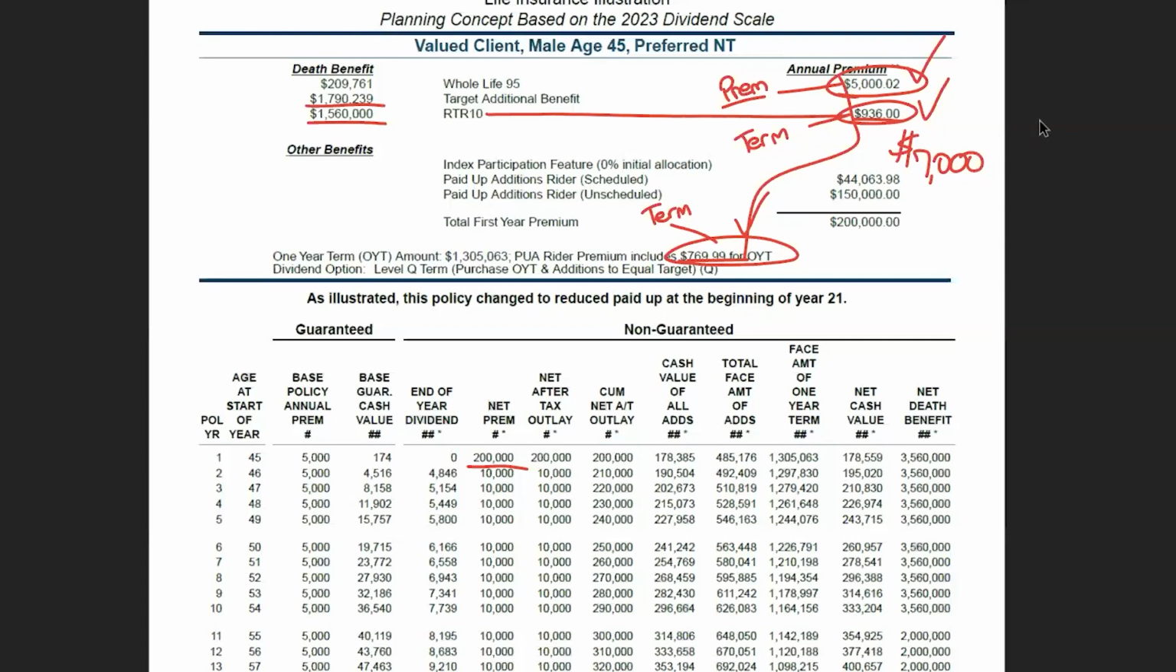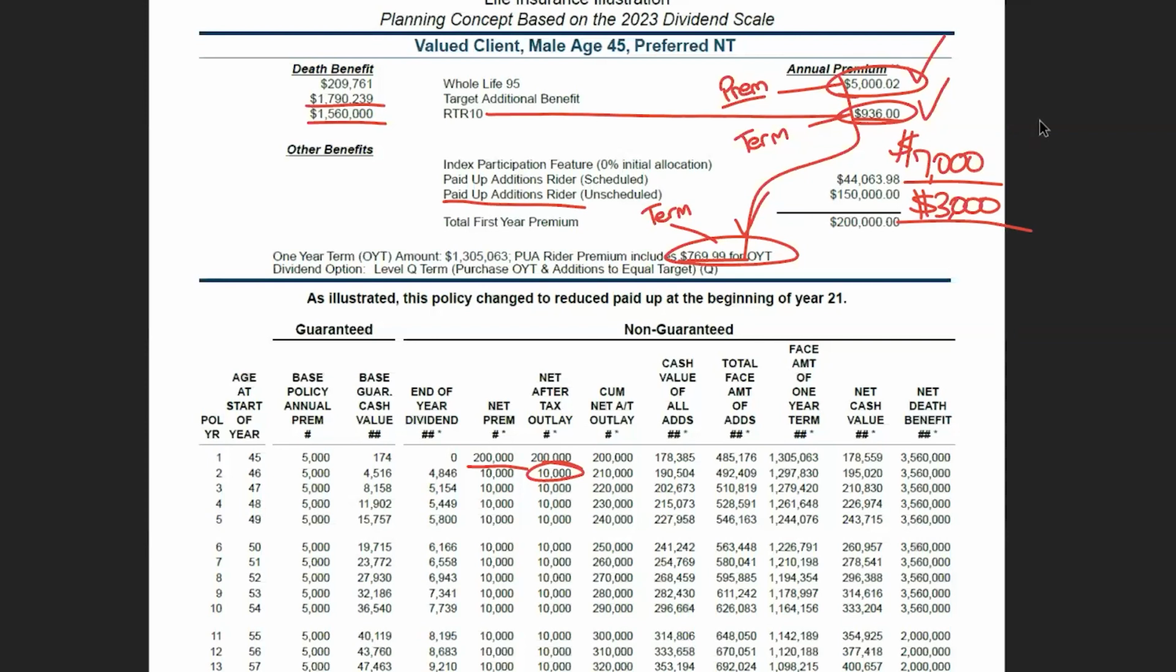We just rounded to $10,000 just to make it a clean number. So if the true minimum is $7,000 and we round off to $10,000, like what we have here, where's that extra $3,000 going? It's going toward PUAs, your paid up additions rider, which will optimize your cash value. Note this is a lot of information.